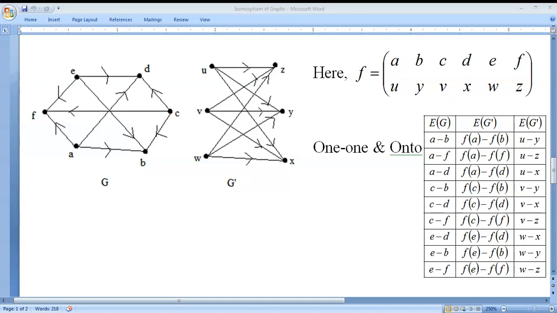Let us verify for a and f. For a, the out degree is 3 and the in degree is 0. And what about u?